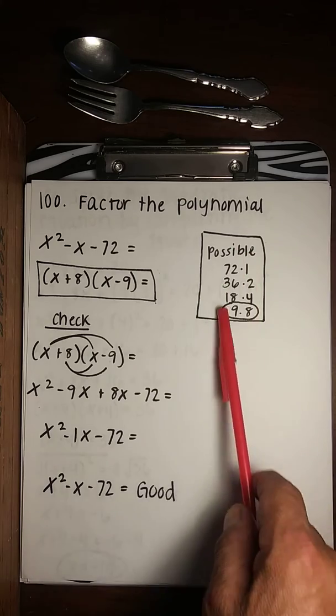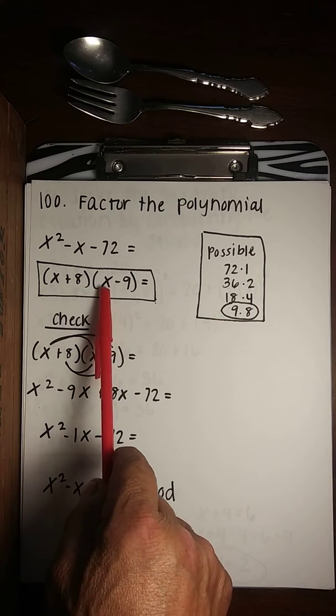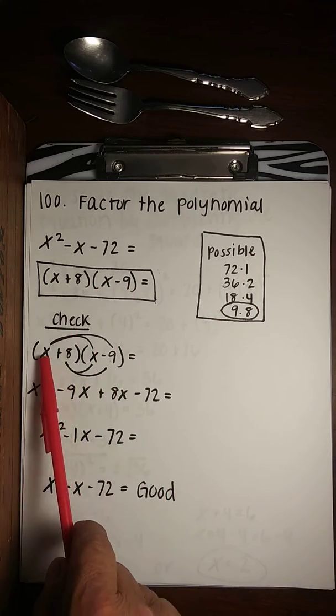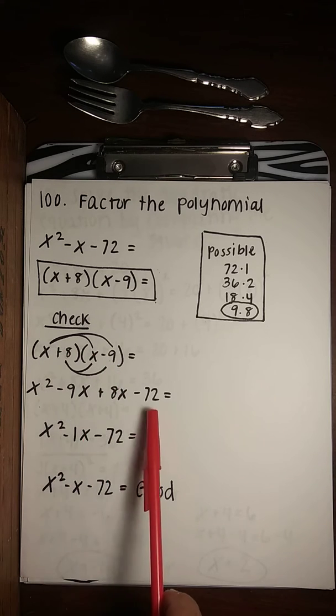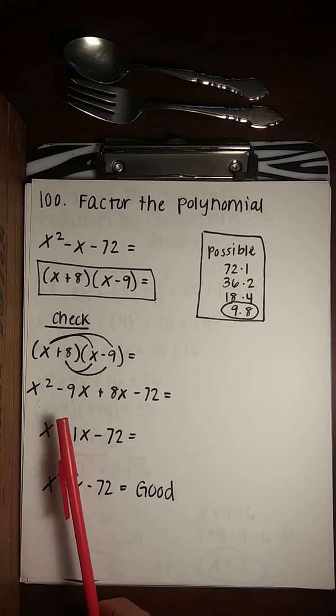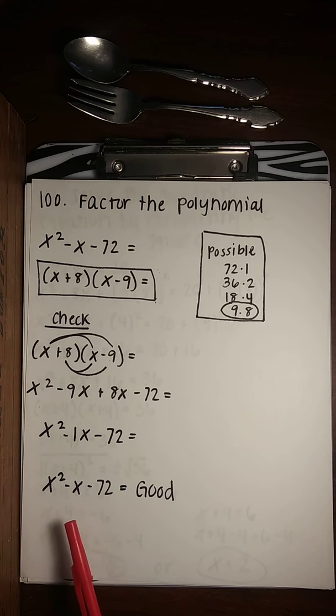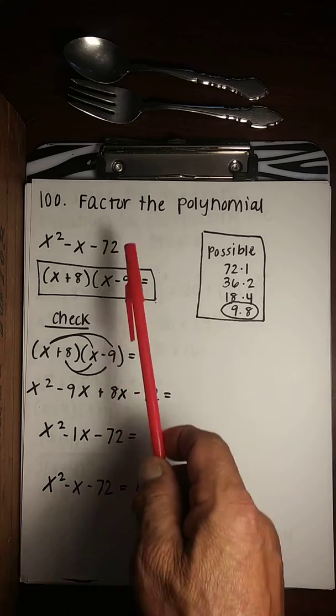72. All possible ways. So x plus 8, x minus 9, that's our guess. So x times x is x squared, that times that is negative 9x, that times that is 8x, that times that is negative 72. So x squared minus 1x minus 72, yes, that's what we got.